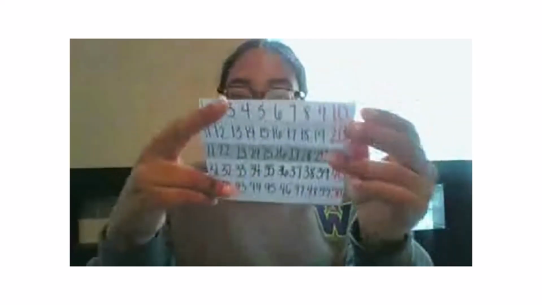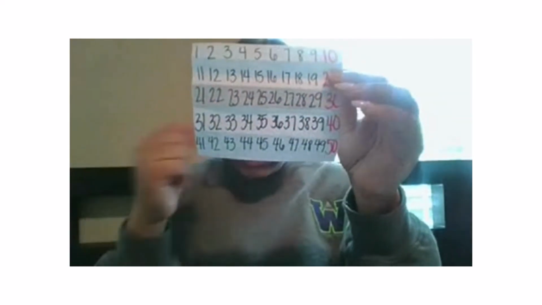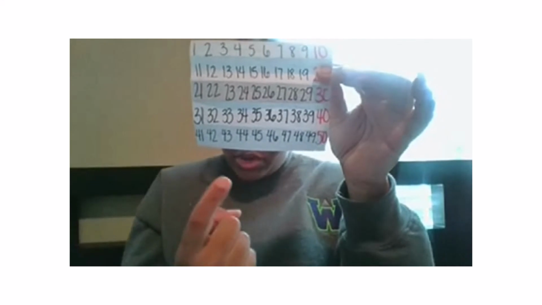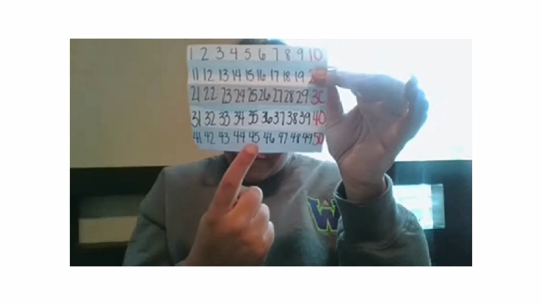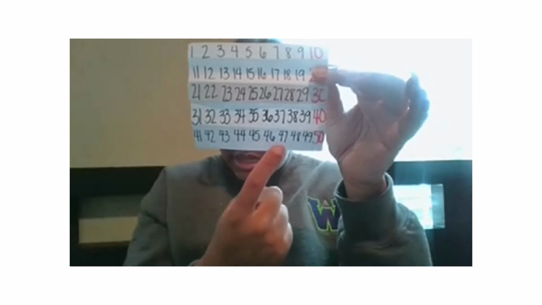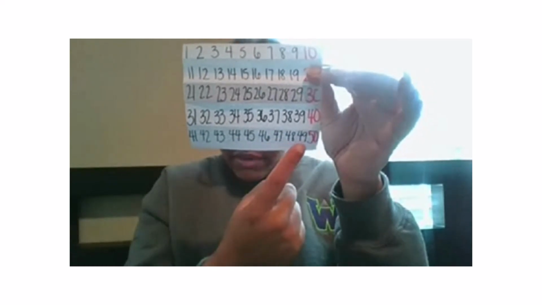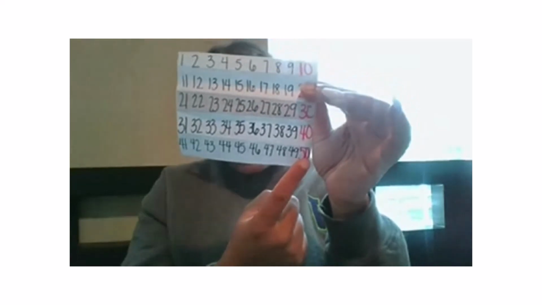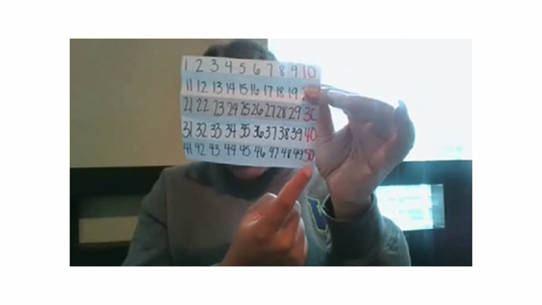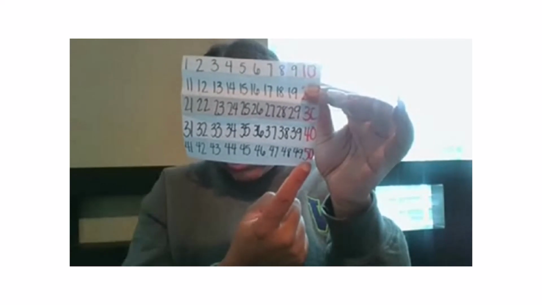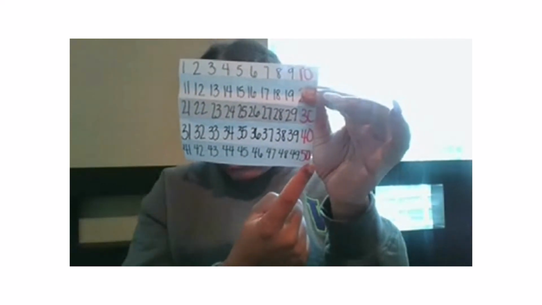All right, the last row. All right, so you have 40. Move on to 41, 42, 43, 44, 45, 46, 47, 48, 49, 50. How many tens do you have? 5 tens. 5 tens is the same as what? 50. How many tens are in this number? 5. How many ones? 0.